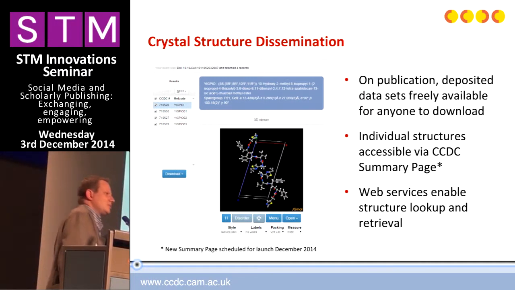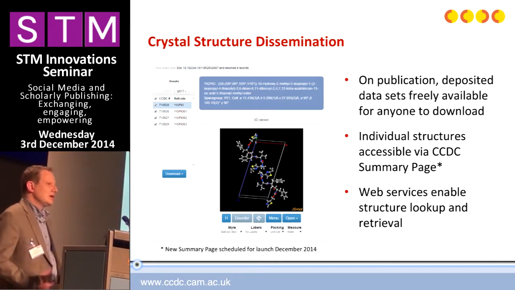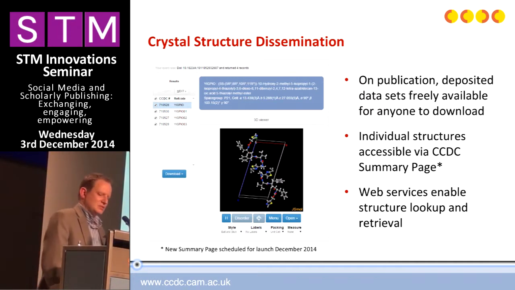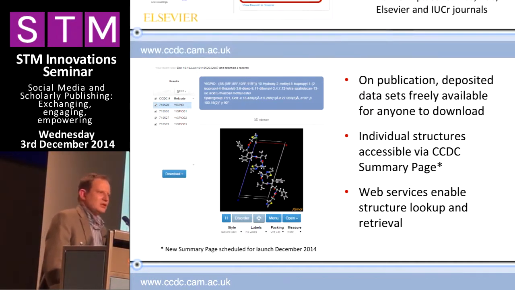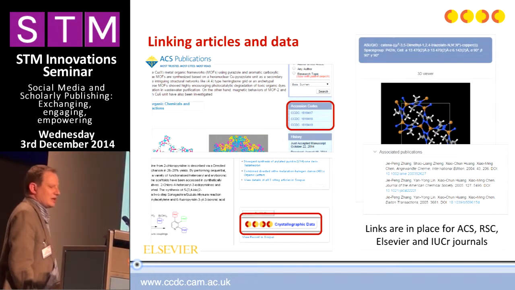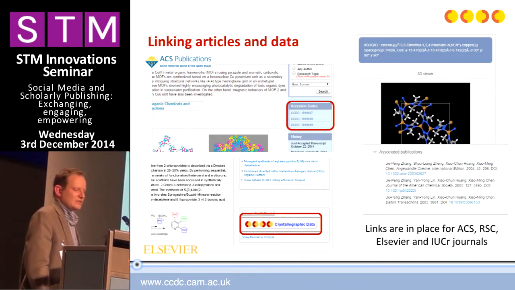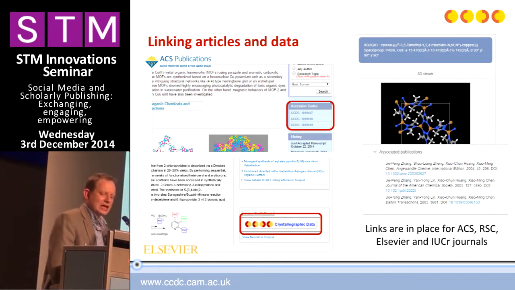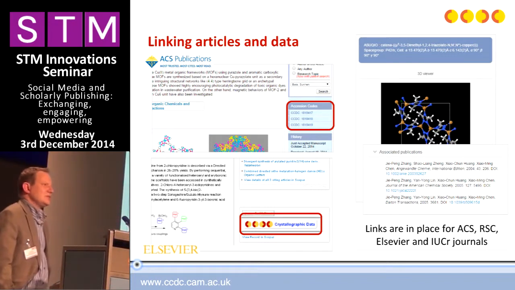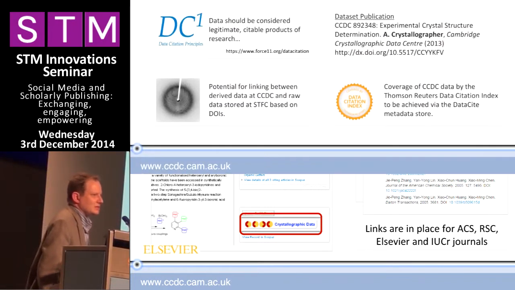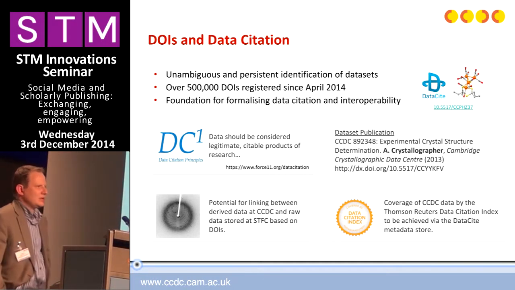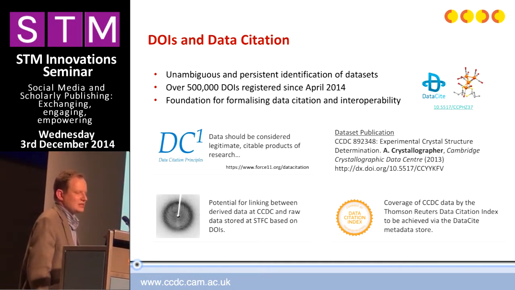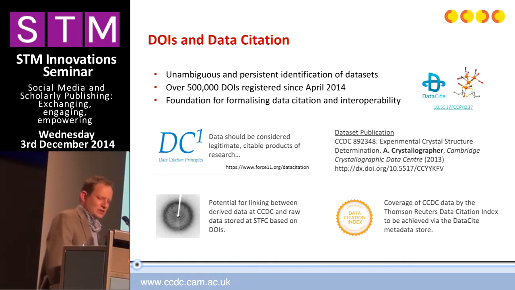On publication, all of our data sets are made freely available for anyone to download, but with the launch of our new summary page next week, where it will be possible to interact with the structure directly in the browser, it'll be possible to skip the download step in some situations. This shows you an example of the bidirectional linking that Hilke was talking about earlier, where services provided by both publishers and CCDC enable links between article and data hosted at the CCDC. And this year we started assigning DOIs to our data sets. This has prompted us to think about how we can encourage better citation of data, and it's also opened up opportunities for interoperability, one example of which you've just heard about.